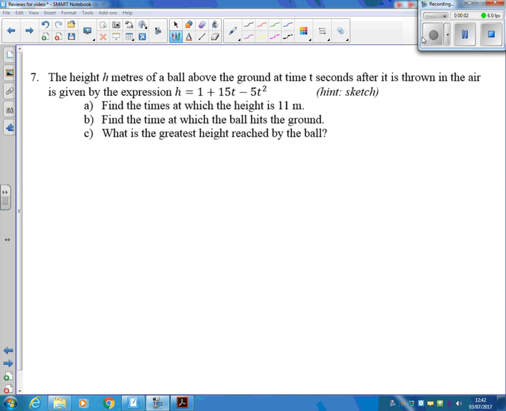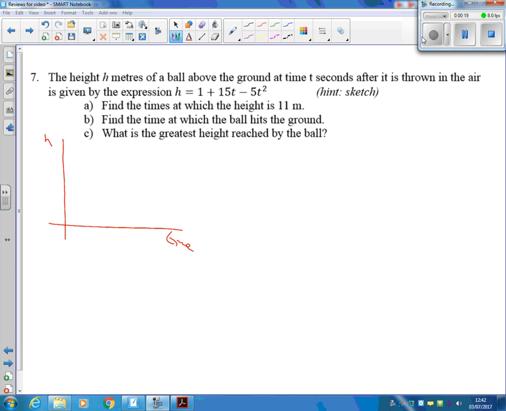Question 7 uses quadratics in a mechanicsy situation. We're going to do a lot of this later in the year. And you're asked to start by sketching this little graph. So if we sketch this graph here, we've got time along the bottom here, and at the top here, we're going for the height.